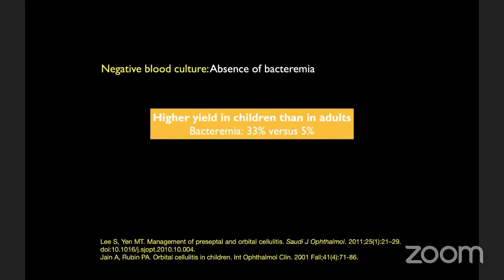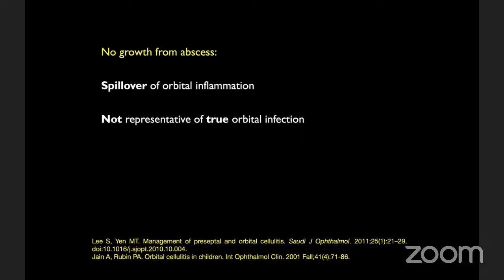So sometimes there can be a negative blood culture, which would indicate an absence of bacteremia, of course, but a higher yield is noted in children compared to adults, almost about 33%. So most of the time in cases of children, we have to suspect an infective pathology. Sometimes from an abscess also, after drainage has happened, if there is no growth, it would obviously mean that there is spillover of some of the inflammation from the orbit, and it may not be a true representative of the orbital infection.